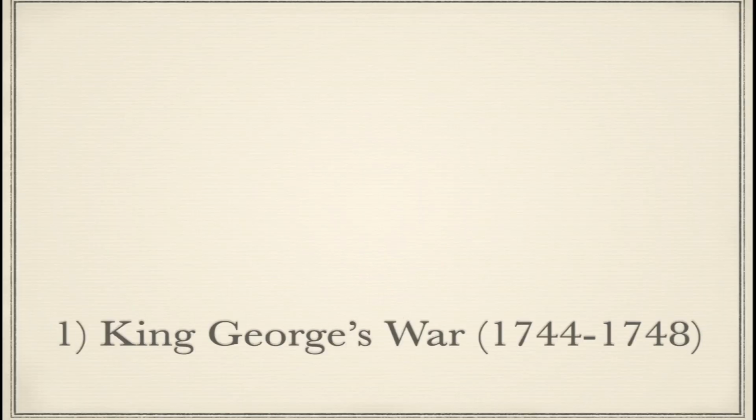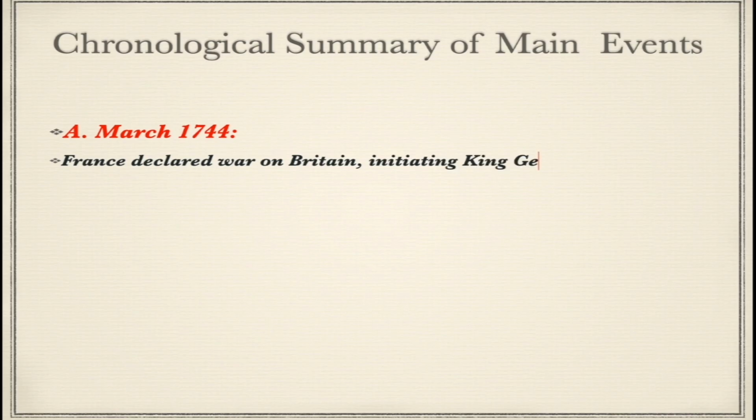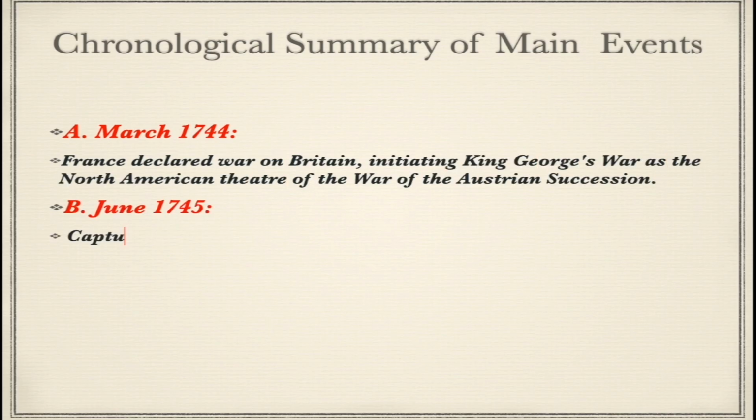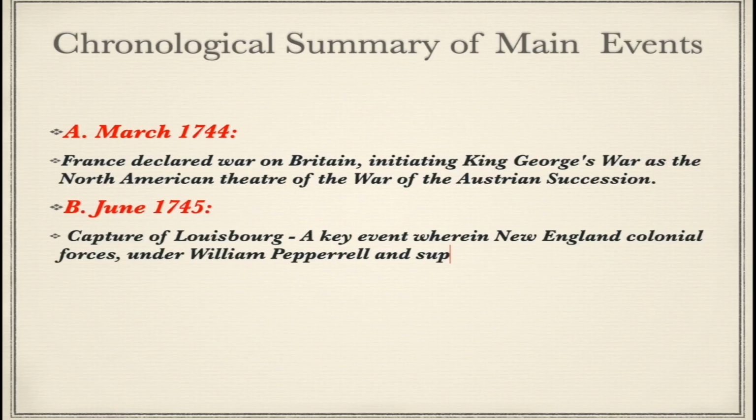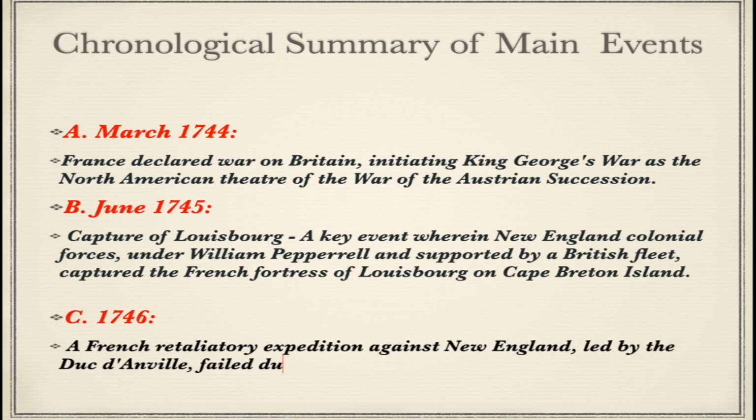One. King George's War, 1744-1748, a comprehensive overview. A chronological summary of main events. A. March 1744. France declared war on Britain, initiating King George's War, the North American theatre of the War of the Austrian Succession.